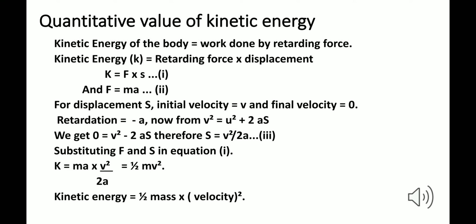So kinetic energy is half mv square. Please remember, the kinetic energy formula is half mv square, where m is the mass of the body and v is the velocity of the body. Potential energy U was mgh. Kinetic energy is half mv square. Okay. So we move to the next part of the chapter.